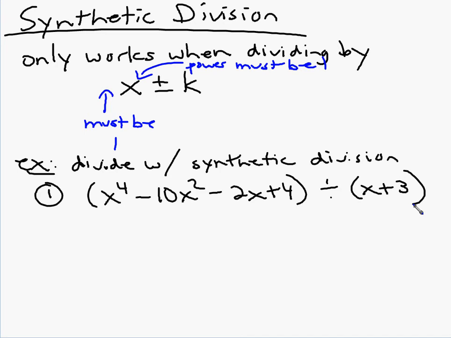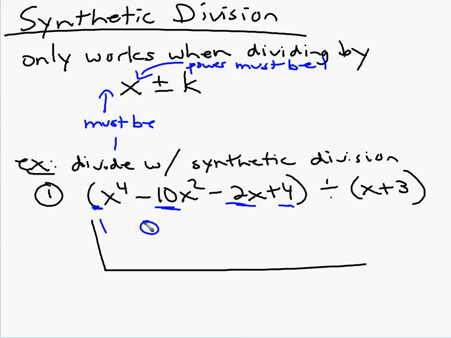Now, here's what we do. We make a little bracket like this. And then what I put inside are the coefficients of the big polynomial. So the coefficient of x to the 4th is 1. Oh, but wait, isn't there a term missing? There's no x cubed, is there? So I have to put a 0. And then the next one for x squared is negative 10. Then the x term is negative 2. And then I have a regular old constant at the end, 4.